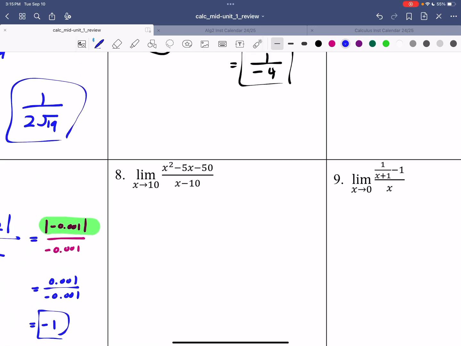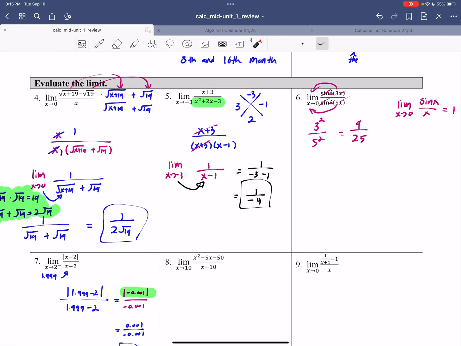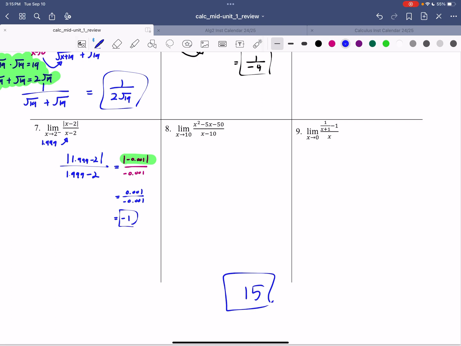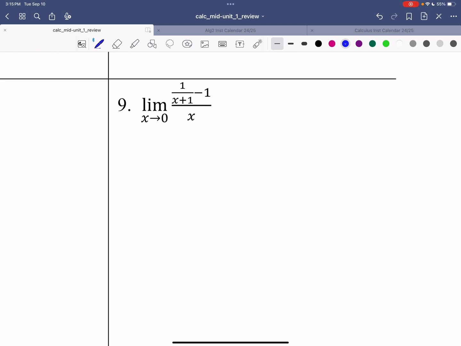Now let's try question number 8. But question number 8 is very similar to question number 5. So do it by yourself. I will just give you the answer. It's going to be 15. Okay? Now let's do number 9. Number 9 is very simple and easy.